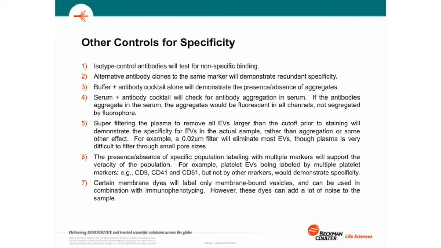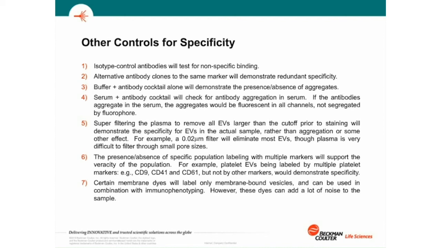Analyzing buffer and the antibody cocktail alone will demonstrate the presence or absence of aggregates. Some antibodies do have aggregates, in particular some of these PE antibodies. Serum plus antibody cocktail can help check for aggregation in the serum. In my opinion, it isn't super likely to happen, but theoretically it's possible that different reductive capacities of the serum or something may alter the antibody binding. If there is actual aggregation in the serum, the aggregates would presumably be fluorescent in all channels. You're not going to aggregate specifically 50 antibodies together and then aggregate specifically PE antibodies. It would be clumping all these together, so it would be a broad signal, kind of like apoptotic cells.